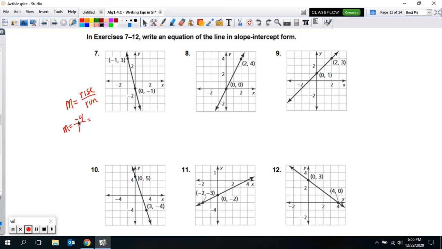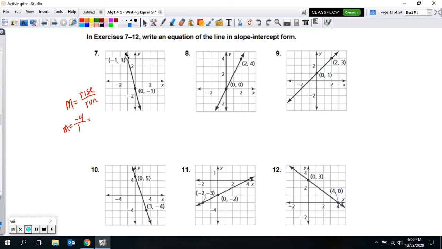Now I actually said 4 over negative 1 when I was talking about that. You can notice that the negative sign doesn't matter if it goes with the top one or the bottom one, because I could have gone this way. I could have gone down 4, which is my negative 4, and then right 1, positive 1. So it depends on which point you choose to start with first.